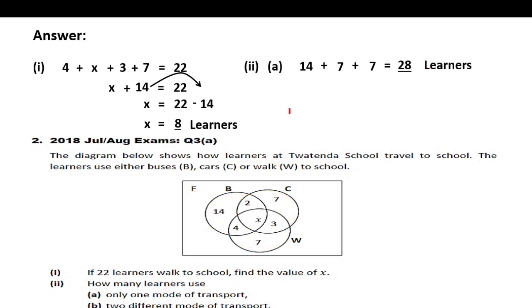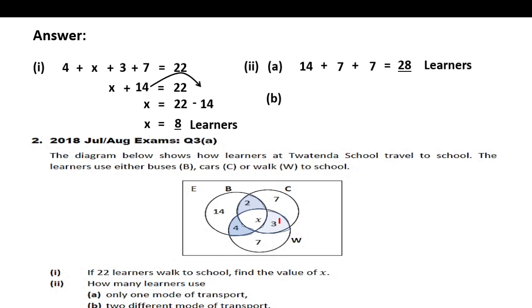Then B, they are asking how many learners use two different modes of transport. So those who use two different modes of transport are supposed to be here. These use at least bus and walk. Then these again use bus and also car. And also these here use car and also walk.